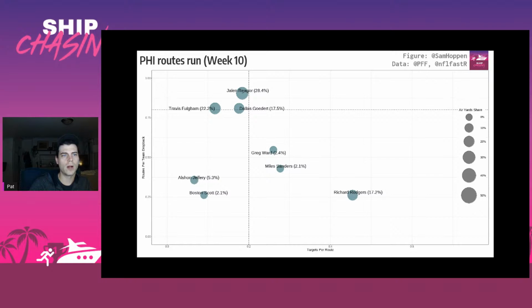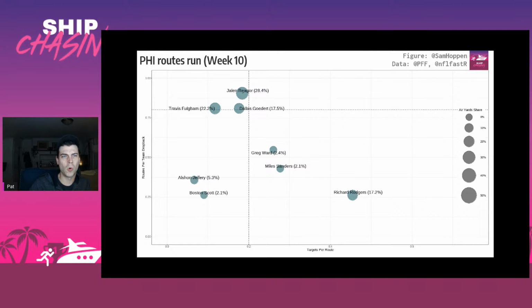Greg Ward ran around on 56% of dropbacks. He had a 17% target share, 2% air yard share, 1.3 ADOT, low upside slot wide receiver from Greg Ward. Don't need to worry about him. Alshon Jeffery, he had a 0.21 weighted target per route run.